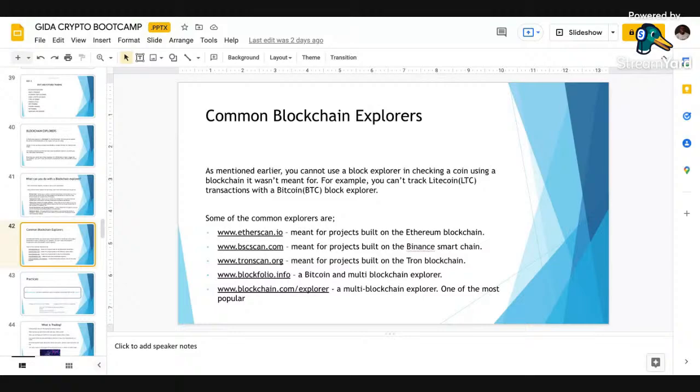We have Blockfolio. This one is basically a Bitcoin explorer and is a multi-blockchain explorer. Actually, when I say multi-blockchain, there are some blockchain explorers that are built to contain as many chains as possible. Do you understand? So if you visit Blockfolio for instance, you can access Bitcoin, that's the major Bitcoin wallet address transactions, not Bitcoin on Ethereum, not Bitcoin on BSC, but actually Omni. We have the main Bitcoin chain called Omni. So you can actually access Bitcoin main transactions and other sub chains that it supports there.